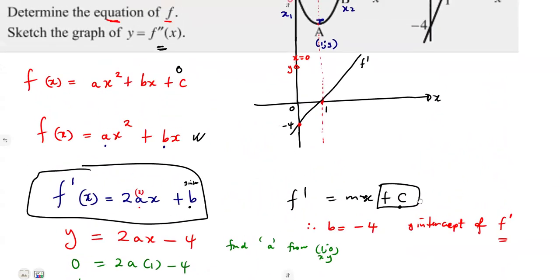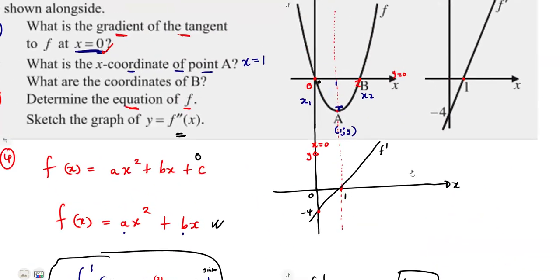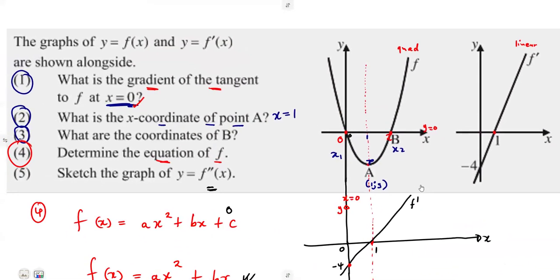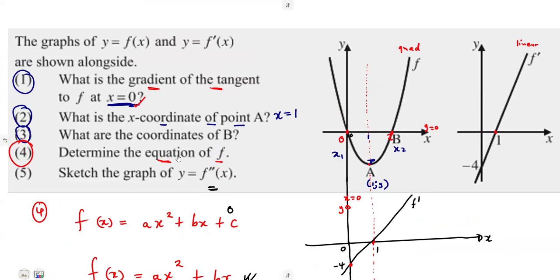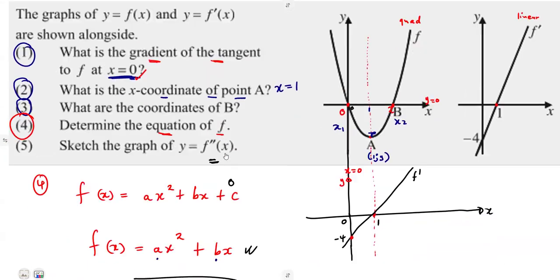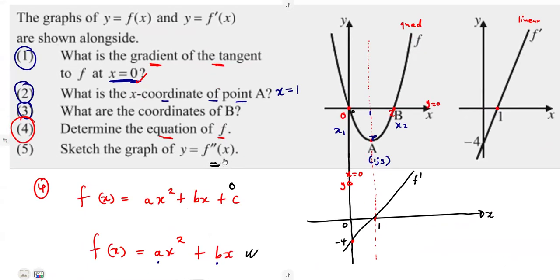I want you to do more questions of this nature, where the second derivative and the first derivative are related from the original function. What are the properties that you must take into consideration? So do revision on that part.